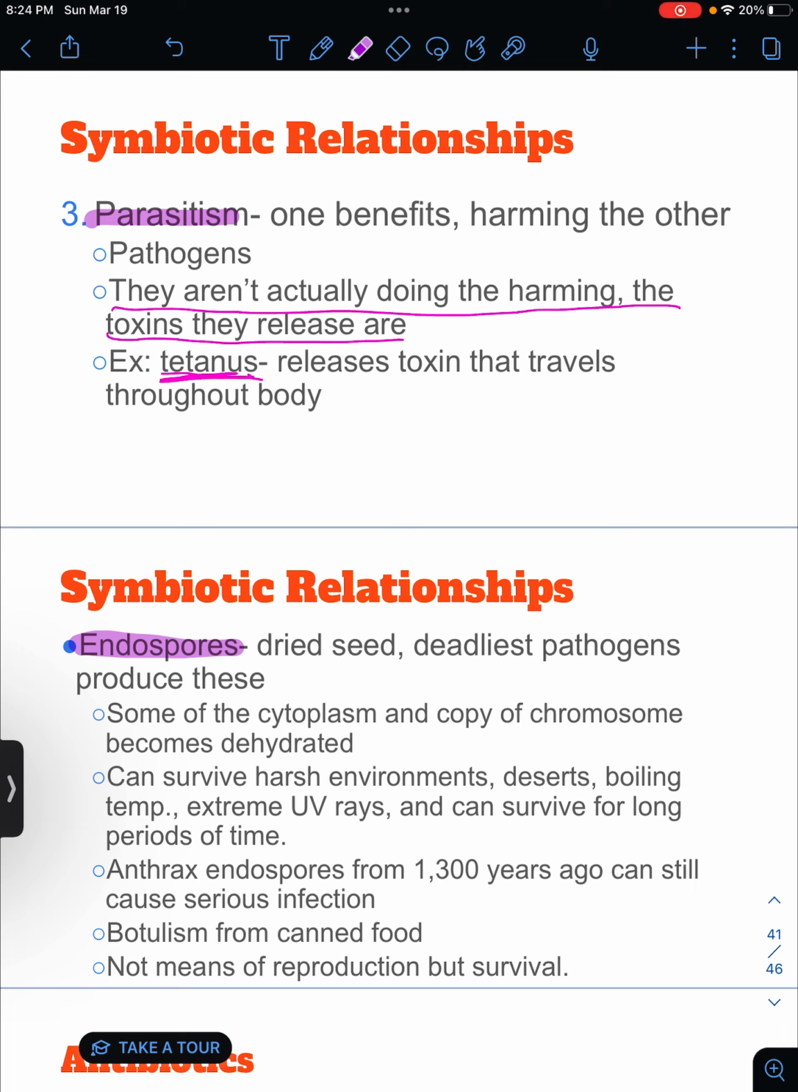It says anthrax. The anthrax endospore from 1,300 years ago can still cause a serious infection. This is botulism from canned food. Another important note is this is not a means of reproduction, but just survival.